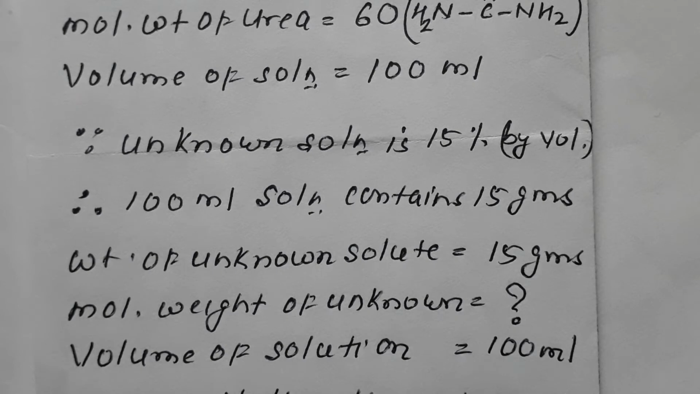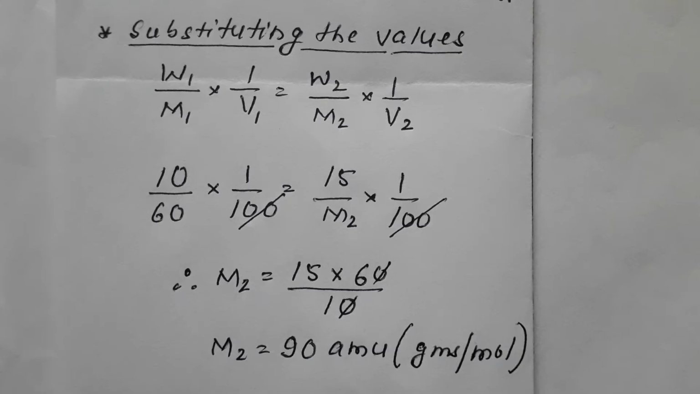So we have the volume of urea, the percentage of urea, and since the substance is given, we know the molecular weight. In case of the unknown solution, we know the percentage, it is 15. We know the volume of the solution, it is 100, but we have to calculate the molecular weight of the unknown solute. Molecular weight of unknown solute to be calculated. So let's substitute the value.